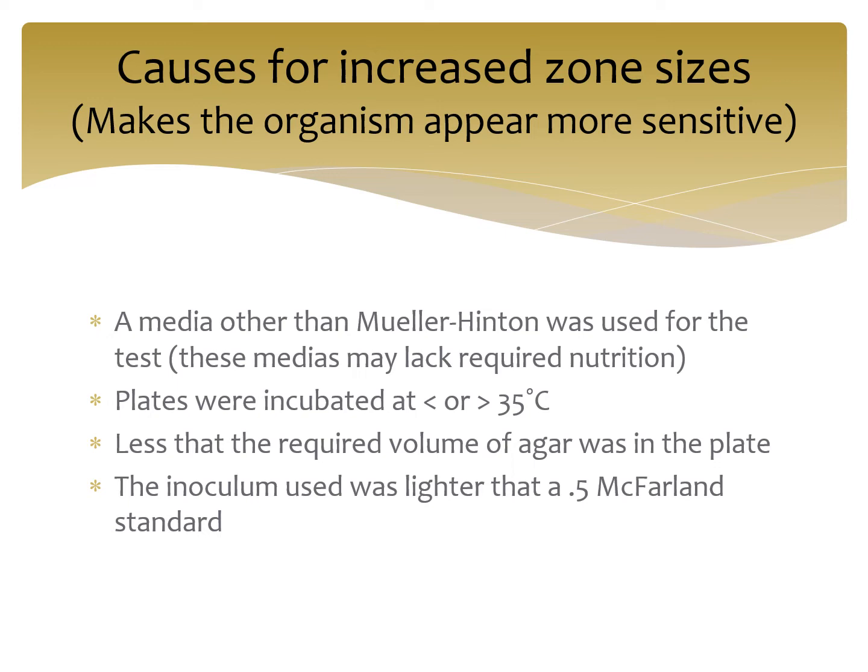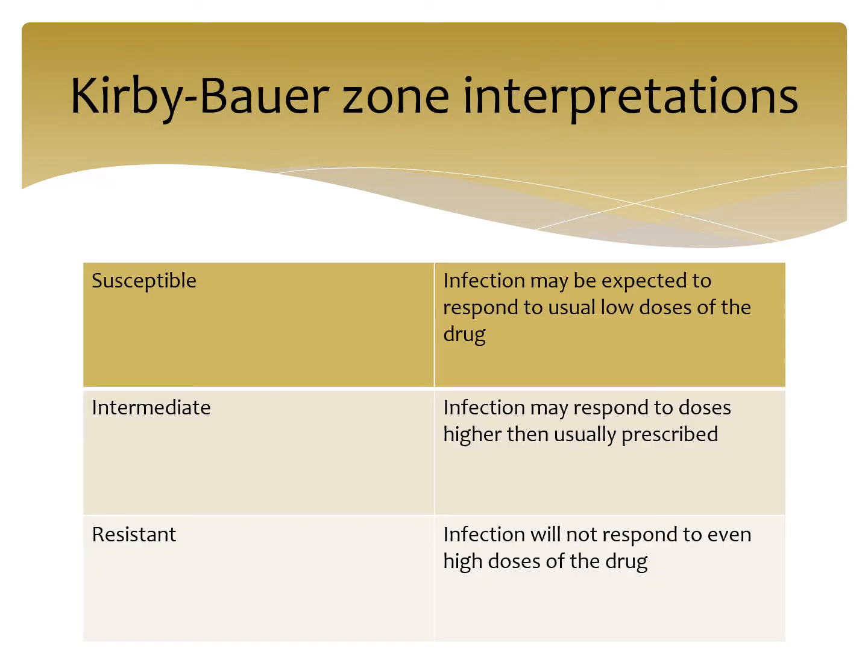So these are all things that you want to avoid because you don't want your bug to appear more sensitive to certain drugs. Now, whenever we do the Kirby-Bauer disc diffusion test, we want to interpret our zone sizes as either susceptible, intermediate, or resistant.